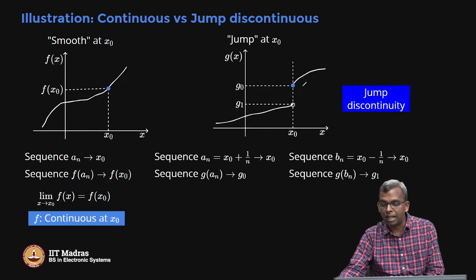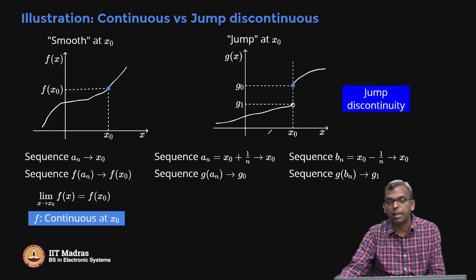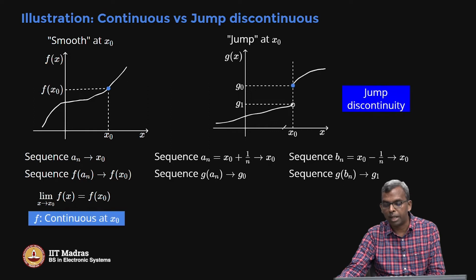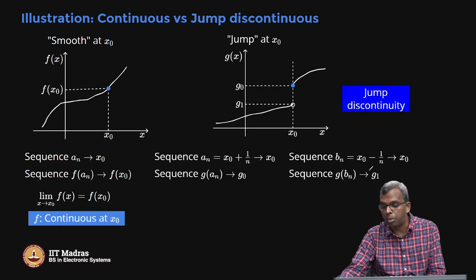On the other hand, here is another sequence bn, which is x0 minus 1 by n. Now, interestingly, this also tends to x0. But very, very interestingly, all the x0 minus 1 by n are to the left of x0. So, whatever I do, I cannot go above g1. This g of bn maybe tends to a g1, maybe tends to something else, or maybe doesn't tend at all, but it is definitely bounded by g1. So, this g of bn ends up being bounded above by g1.